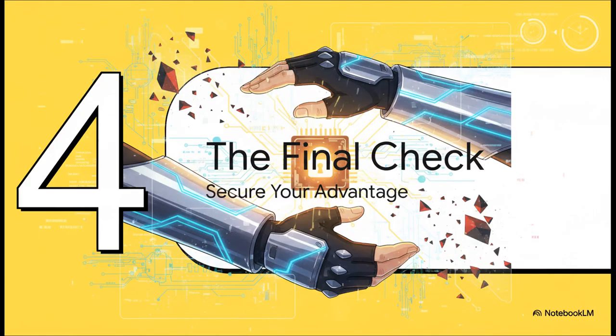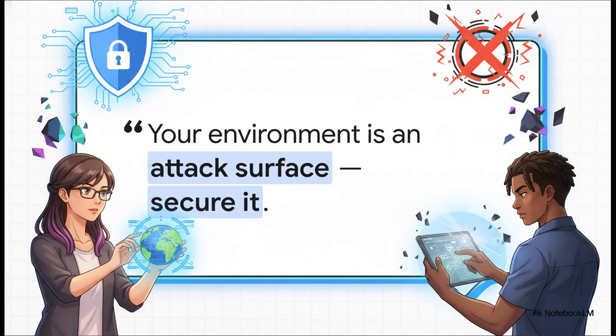Okay, so we've gone over the risks, and we've laid out the 5 defensive plays you need to make. But it all really comes down to one final check. One core idea to protect that advantage you work so hard for. If you only remember one thing from all of this, make it this motto right here. Burn it into your brain. Your environment is an attack surface. Secure it. Every digital move you make, from sending a quick text to logging into an app, you need to see it through that lens.